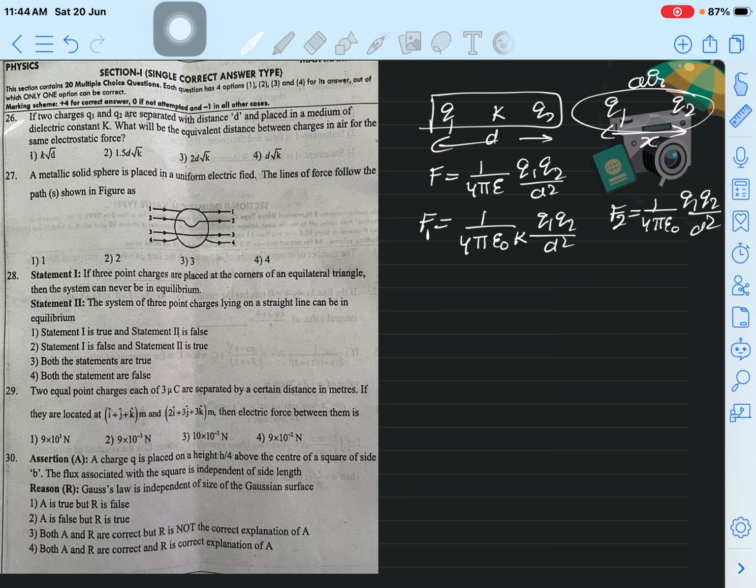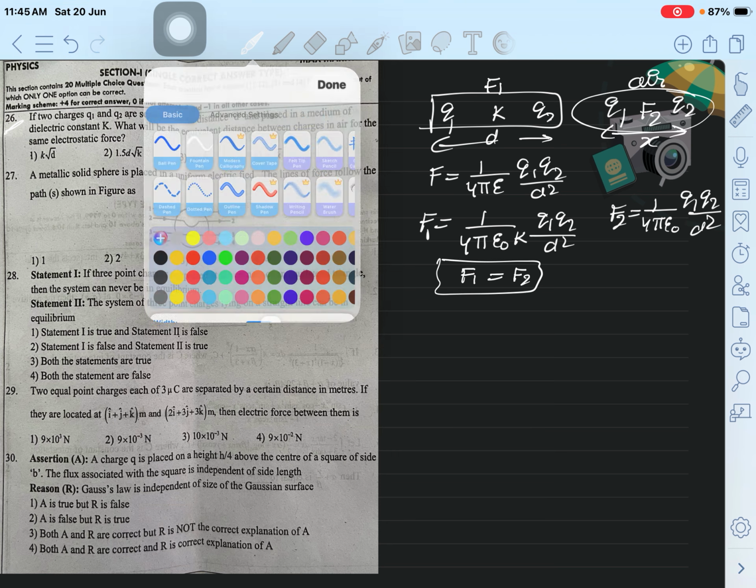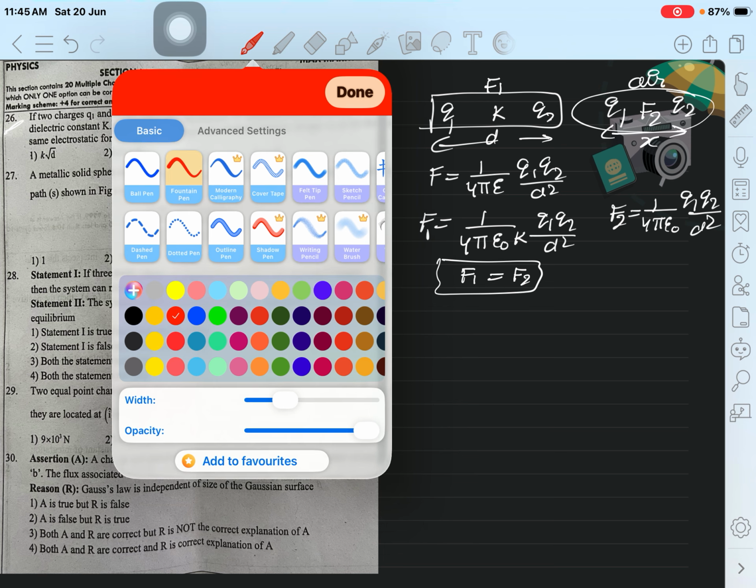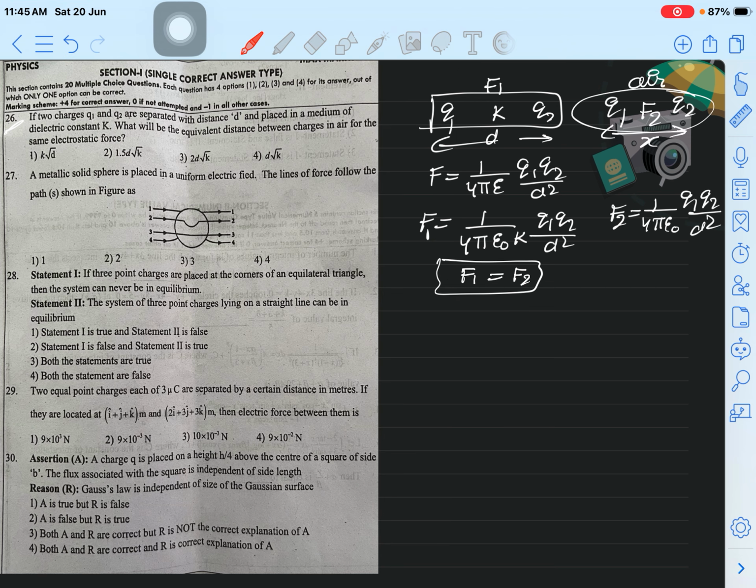Now they are in air, and the condition is that they should have the same force. That means here it is F2, here it is F1, and F1 and F2 should be the same. In that case, what is the final distance they are asking? That means it is x. Now I have to calculate x, so for that F2 is equal to F1. What is F1? 1 by 4 pi epsilon naught k, q1 q2 by d square.